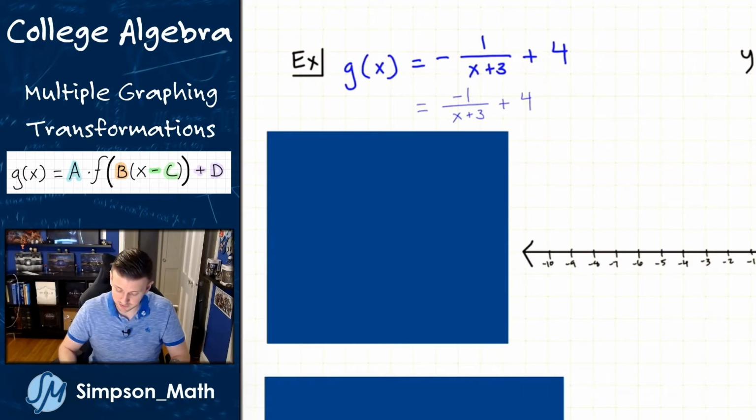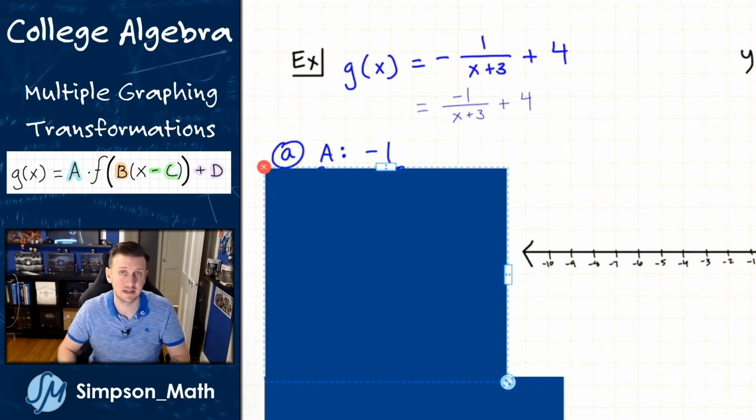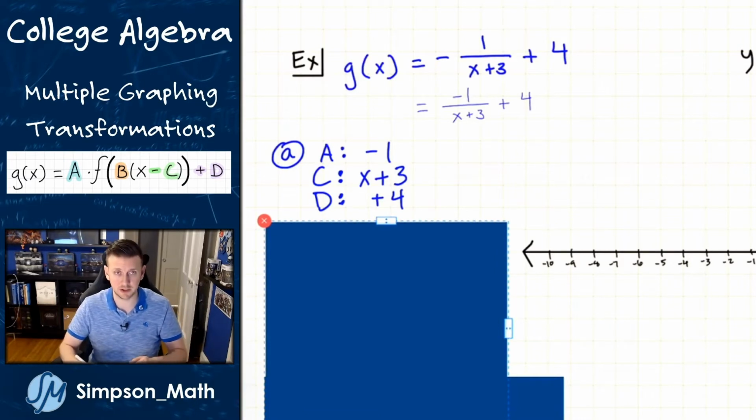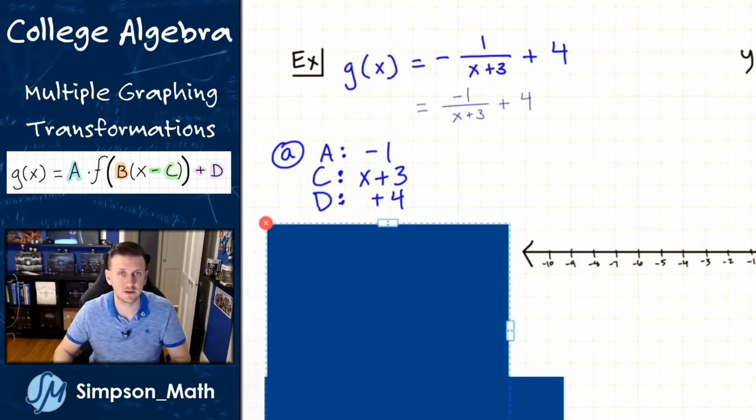So let's go through a similar process, but a little bit faster. So our a is negative 1. That's the only thing that's new. We still have our c that's 3 and our d is 4. So in terms of order of operations, what comes first? Remember, do b, c, a, d. So we don't have a b, but we do have the c.